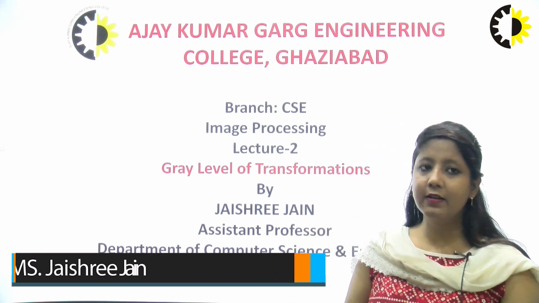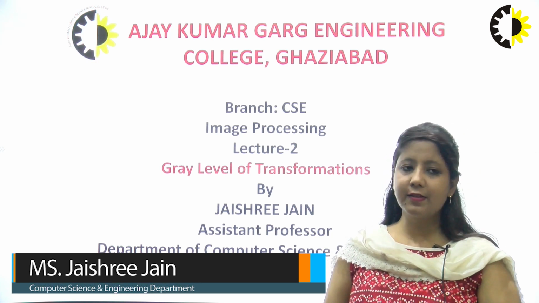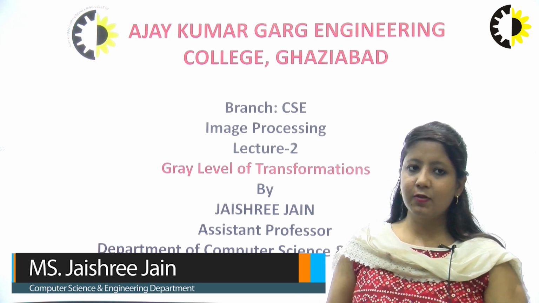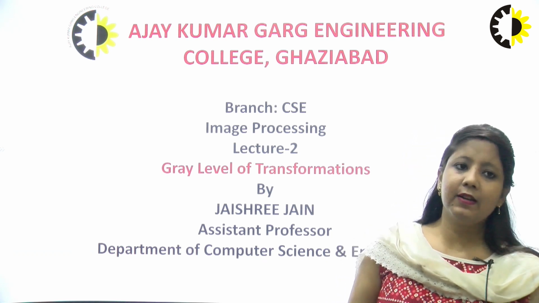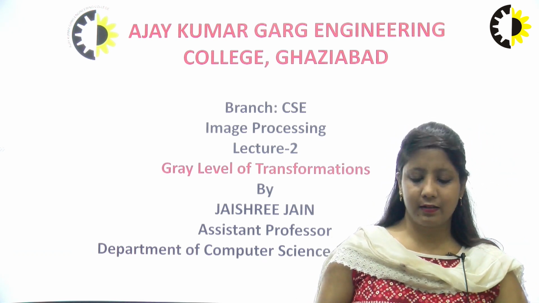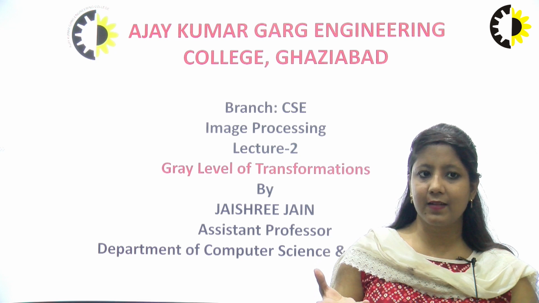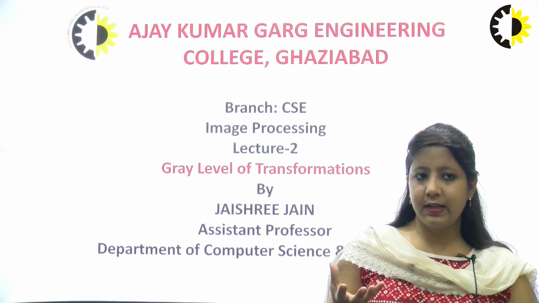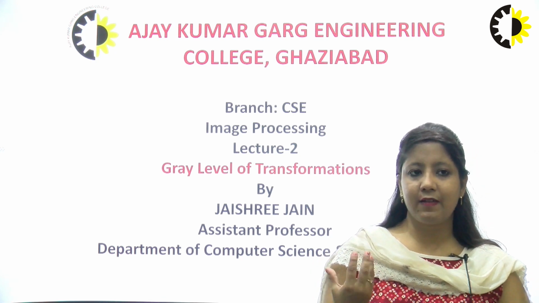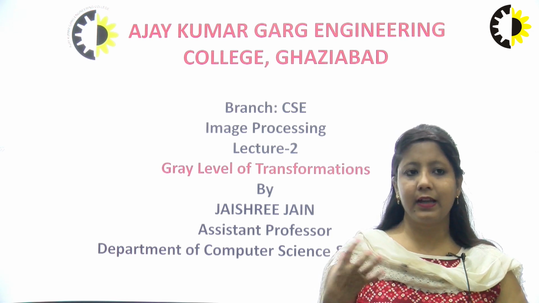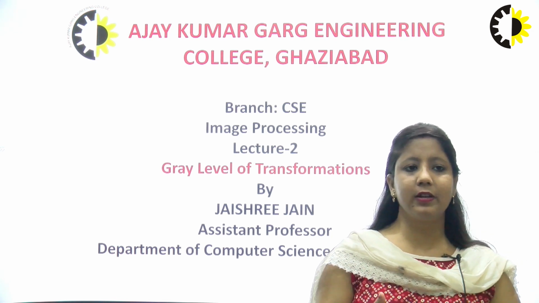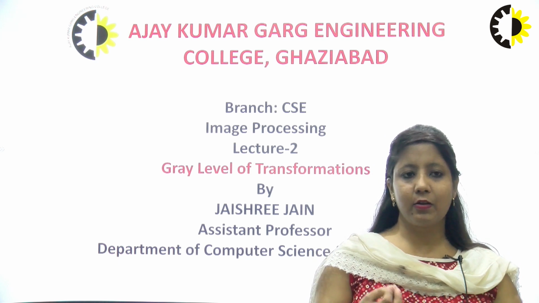So today we will learn about the fundamental gray level transformations in image processing. The gray level is what? When we have an image of any size, there are three features in the image: the x coordinate, the y coordinate, and the intensity. So what is the gray level? Gray level is the intensity of the pixel.